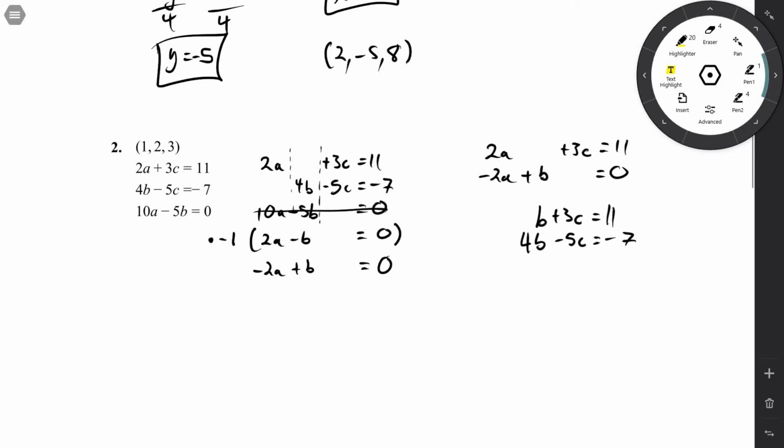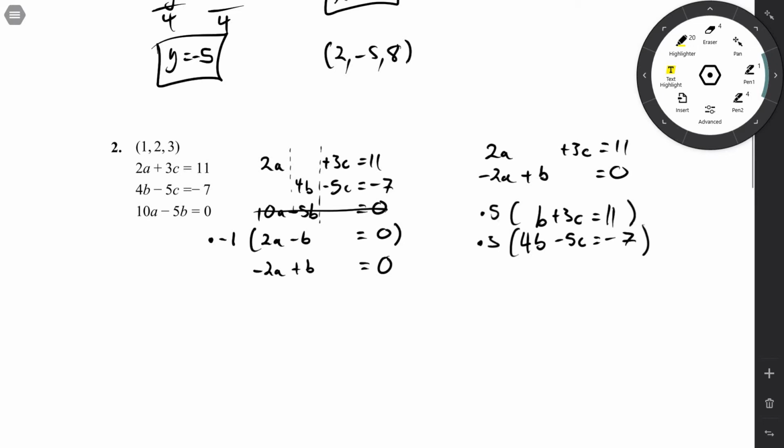I mean, we can get rid of the c's. We would have to multiply that bottom one by 3 and the top one by 5. Let's actually do that, because again, I hate working with negatives. If I can avoid it, I absolutely will. So we'll multiply this bottom one by 3 and this top one by 5. We'll get positive 15c in the top and negative 15c in the bottom.